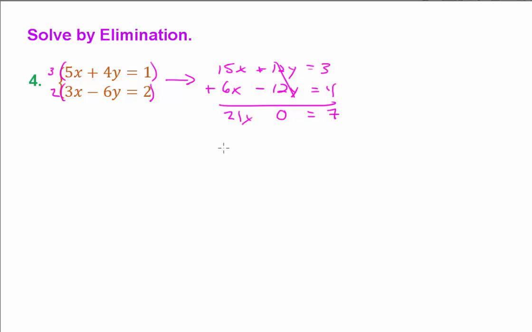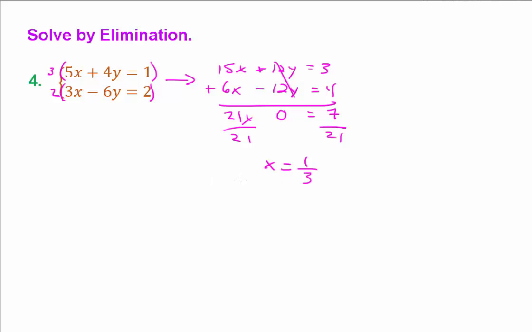I am then going to go ahead and solve this, so divide by 21, and I get x is equal to 1/3. I do want to keep this in terms of a fraction. I do not want to convert this into a decimal because then you'll round, and by rounding it's inaccurate.